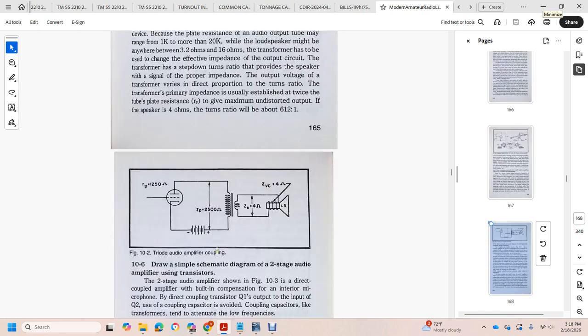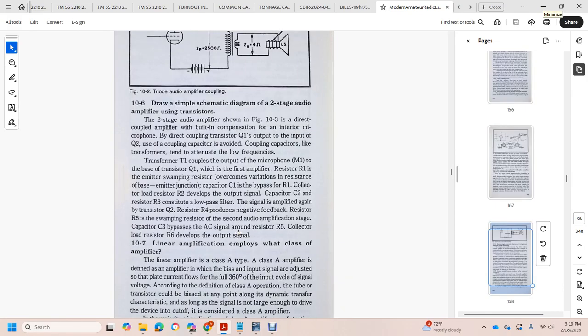To the speaker, the triode audio amplifier coupling. Drawing a simple schematic diagram of the two-stage audio amplifier using the transistor. The two-stage audio amplifier shown in figure 10.3 is a direct coupled amplifier with built-in compensation. The output of transistor 1 is coupled to the input of transistor 2, so the coupling capacitor is avoided.